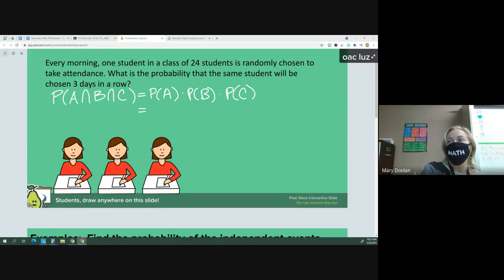So what is the probability that a certain student gets chosen out of 24 students? If it's random, equally likely that any student is chosen. Well, number of desirable outcomes is 1. Total possibilities is 24. So we have the fraction 1 over 24.